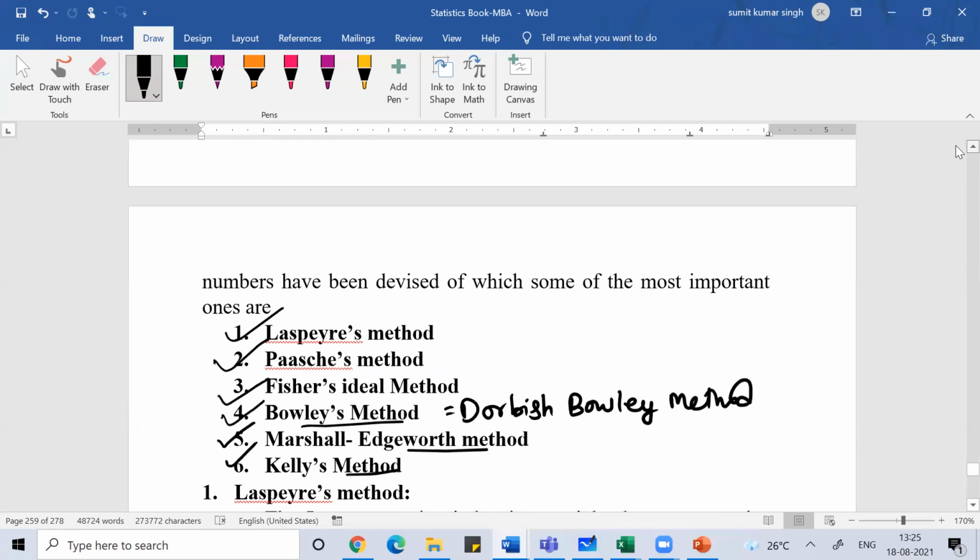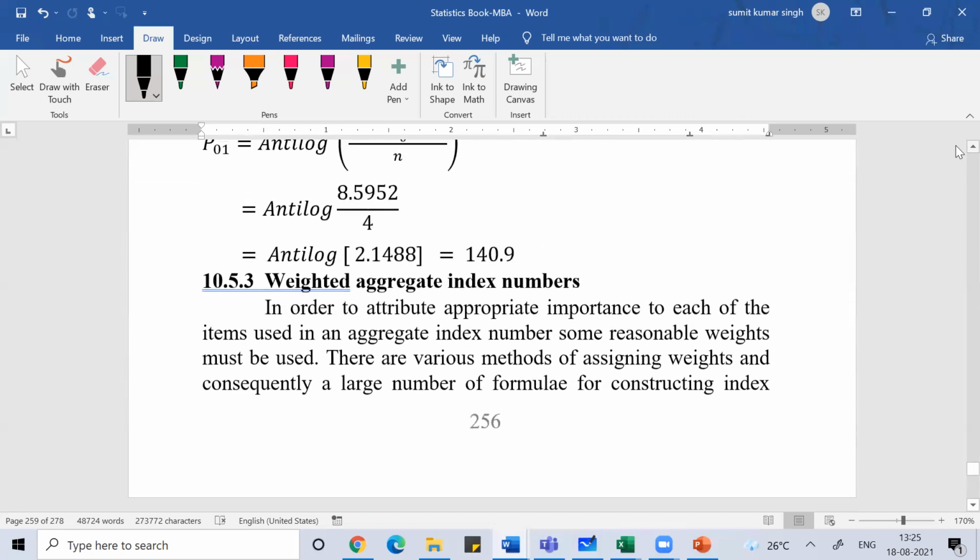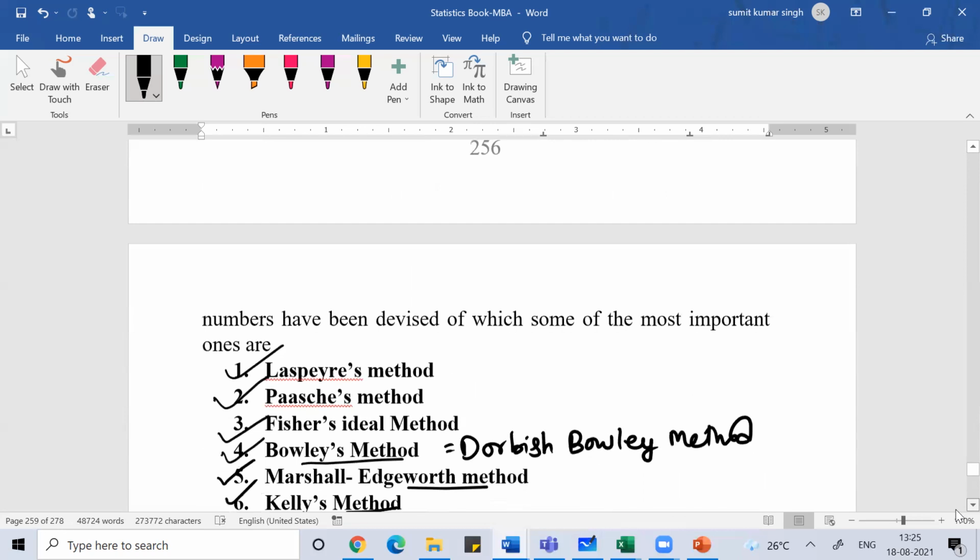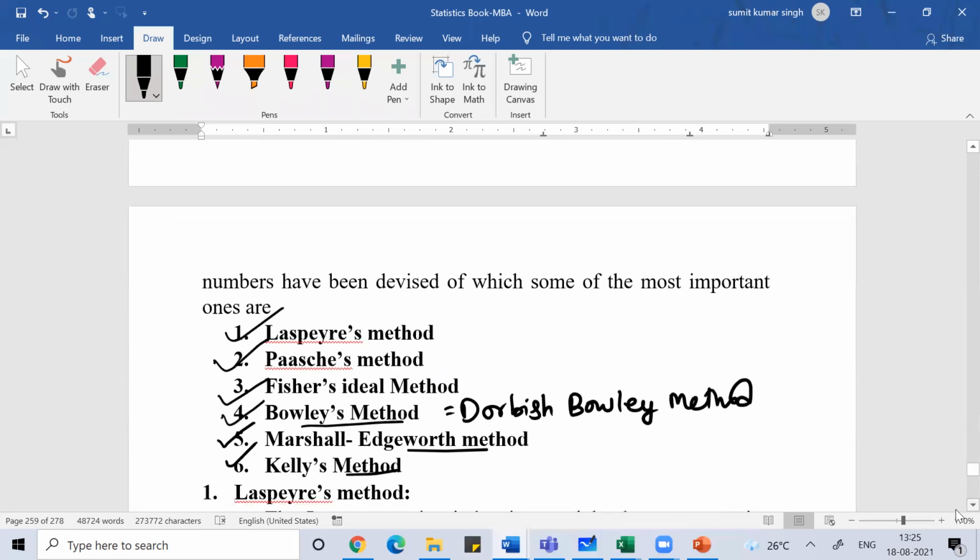When we talk about the weighted aggregate index number method, we need to study these 6 methods: Laspeyres method, Paasche method, Fisher ideal method. Why is Fisher called an ideal index method? If you have basic knowledge of statistics, you can easily answer this question. Out of all these methods, the most appropriate method, the ideal method, is called the Fisher method.